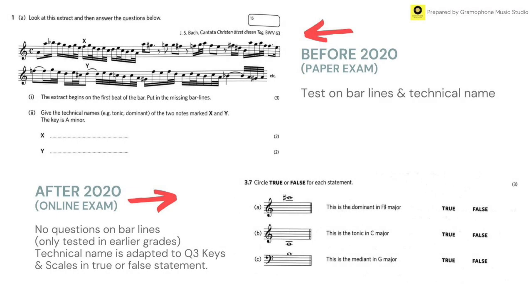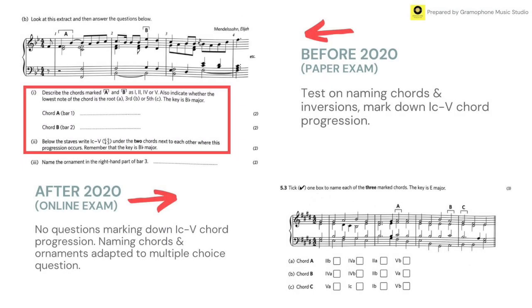The first question is music in context, and at the beginning we'll see the test on bar lines and technical names. In the online exam, there's no question on bar lines, which is only tested in the earlier grades. The technical name question is adapted to question 3, keys and scales, in true or false statements, followed by the test on naming chords and inversions, and also marking down the I-IV-V chord progression. In the online exam, there is no question on marking down the I-IV-V chord progression, but the naming chords and ornaments is adapted to multiple choice questions.